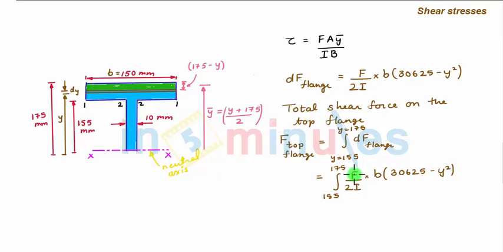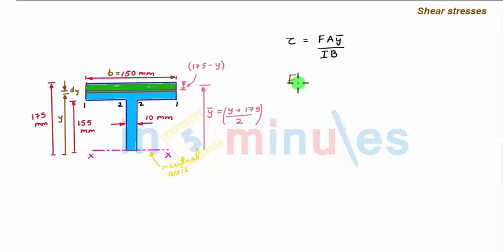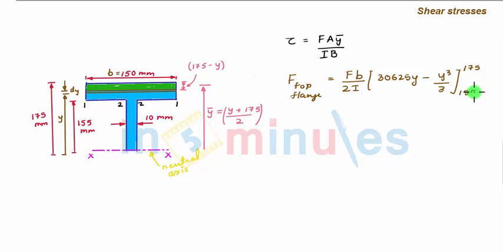So here we see that the shear force F, the moment of inertia of the whole section I, and b, which is the width of this elemental strip layer, are constant, so they can be taken out. So now upon integrating, F top flange is equal to F into b by 2I multiplied by (30625 into y minus y cube by 3) within the limit 175 and 155.